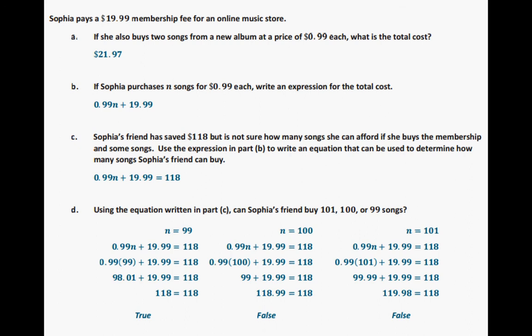So using your equation, can she buy 101, 100, or 99 songs? So again, by substituting in and simplifying, we know that for 99 songs it is true. For 100 songs it is not true because they are not the same. And for 101 songs, it is not true, so this is also false.